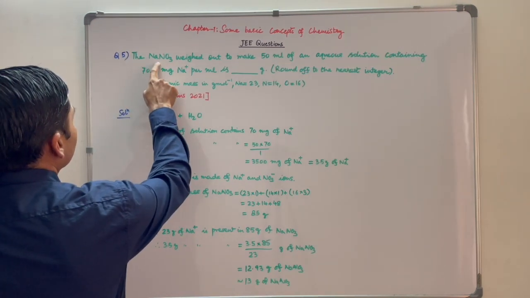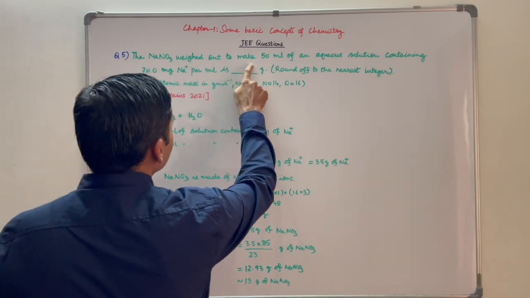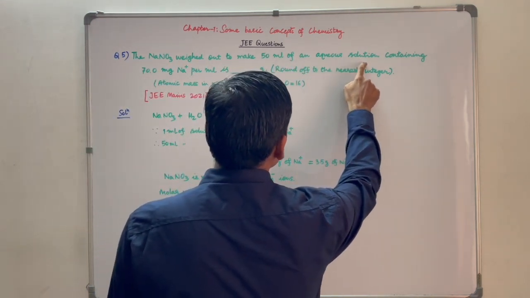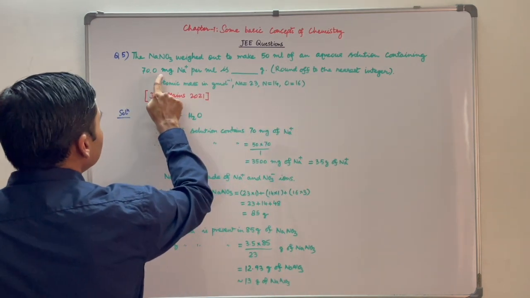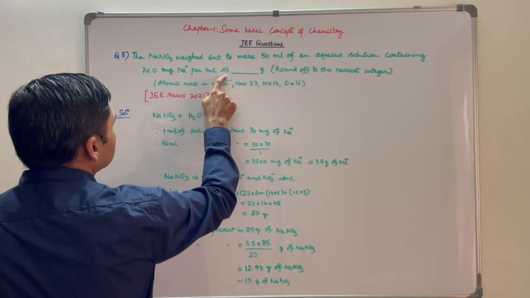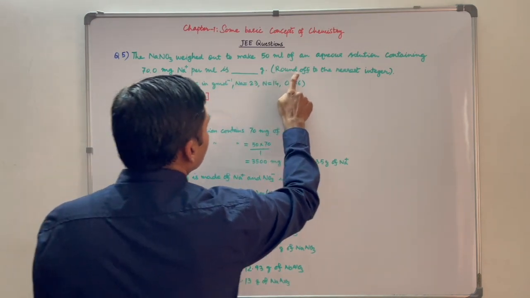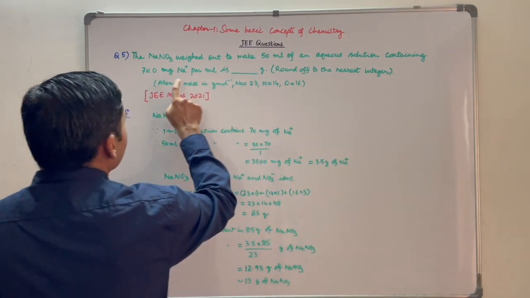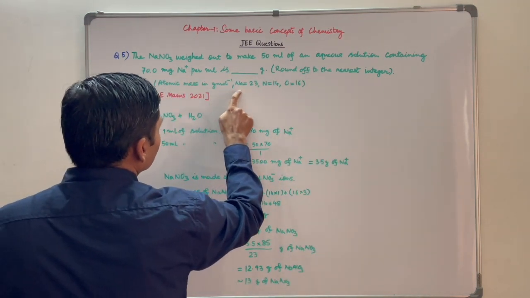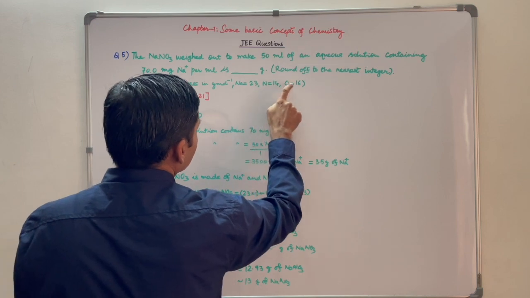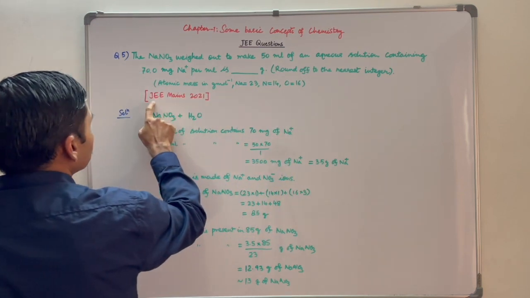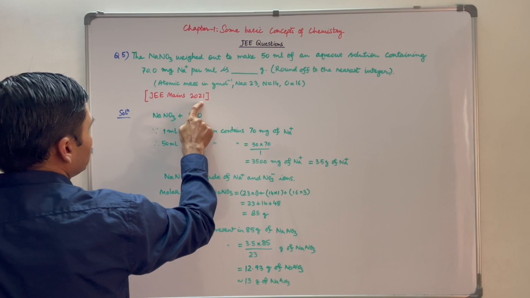Fifth question: the NaNO3 weighed out to make 50 ml of an aqueous solution containing 70 mg Na plus per ml is dash gram. Round off to the nearest integer. Atomic mass in gram per mole: sodium 23, nitrogen 14 and oxygen 16. This question appeared in JEE Mains 2021.